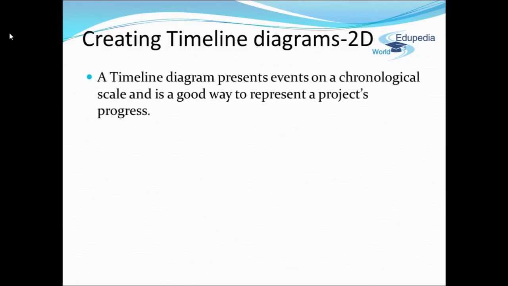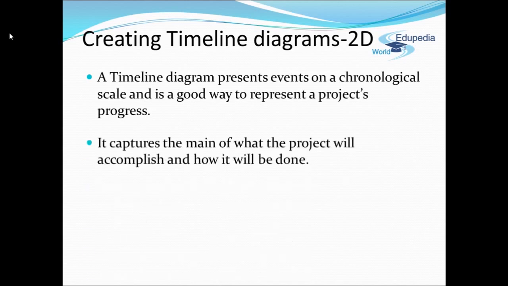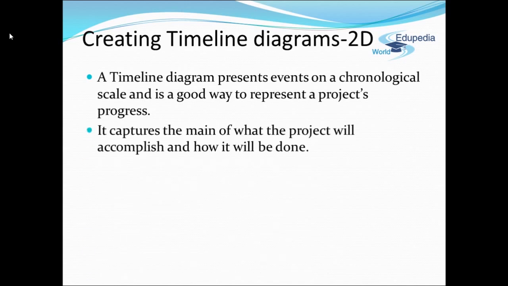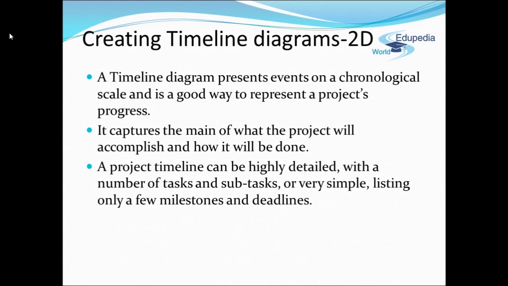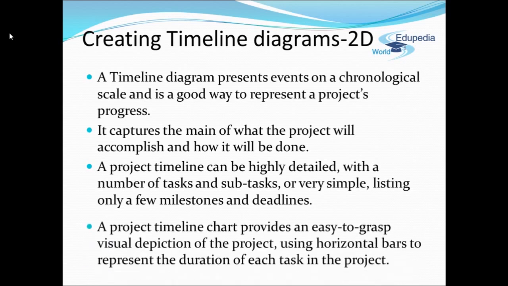First, let's understand the timeline diagram, what it depicts and what its purpose is. This diagram presents events on a chronological scale and is a good way to represent the project progress. It captures the main points of what the project will accomplish and how it will be done. A project timeline can be highly detailed with a number of tasks and subtasks, or it could be very simple, listing only a few milestones and deadlines.